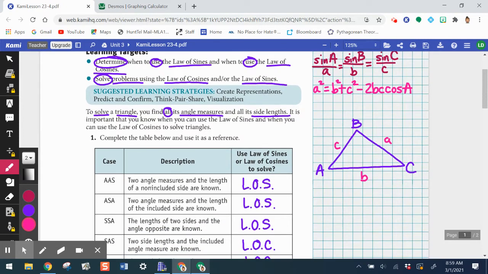Now, for the law of cosines, this is just one example, set equal to A, or more appropriately, A squared. To find the length of A, you need the length of the other 2 sides as well as the measure of angle A. Or if you are trying to find the measure of angle A, you need the length of all 3 sides to use the law of cosines. So when determining whether to use law of sines or cosines, you have to figure out what you actually have.